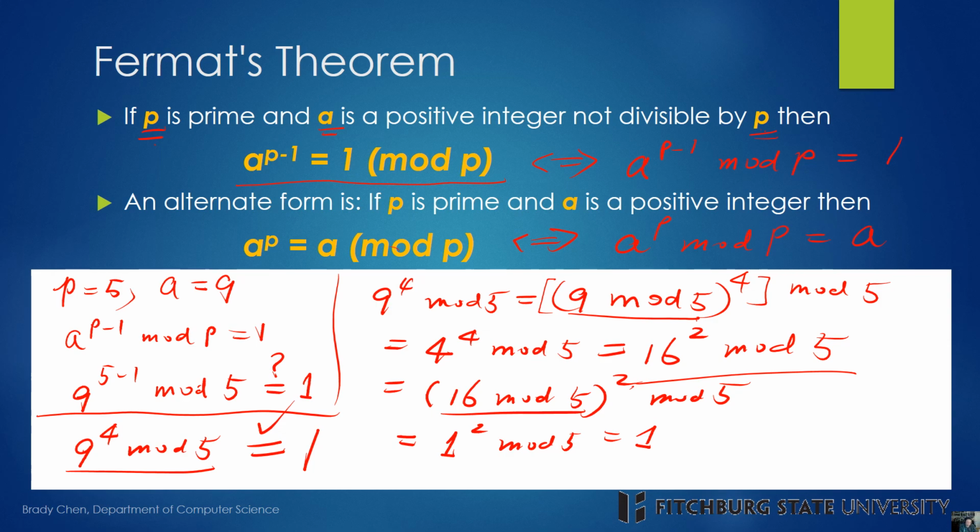So we verify that for a particular prime number p and a particular integer a, where p is 5 and a is 9, Fermat's theorem is true. We can test the alternative form, and it's also true.